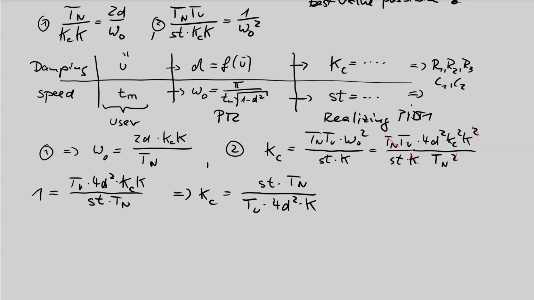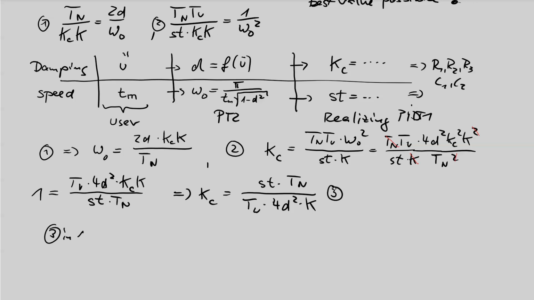So Kc is step depth times Tn divided by Tv times 4d squared times process gain. This is Kc. Okay, you see Kc and step depths. Kc uses the step depth, so we need a second equation for the step depth, which comes now in the next step. I call this equation 3. Equation 3 is one result. Now I put equation 3 into equation 1.